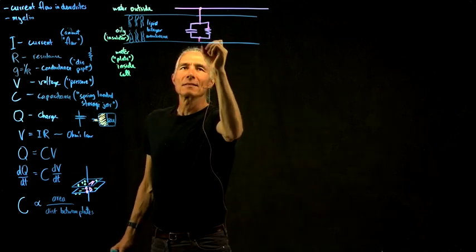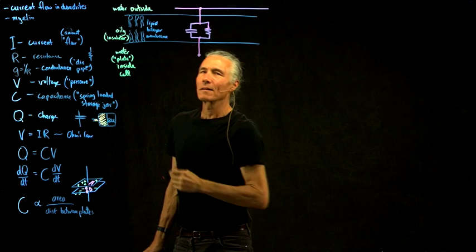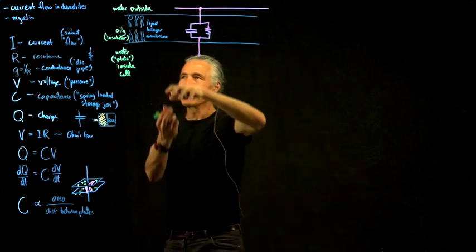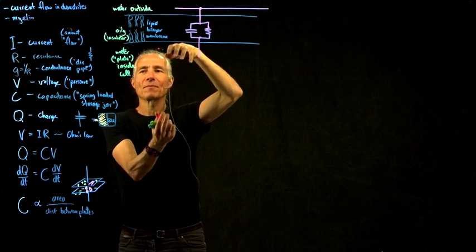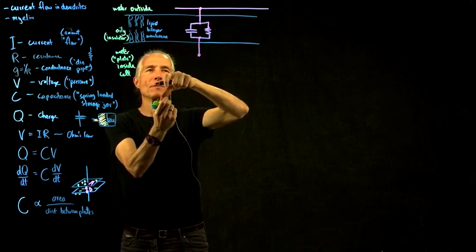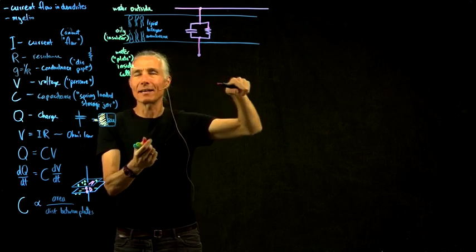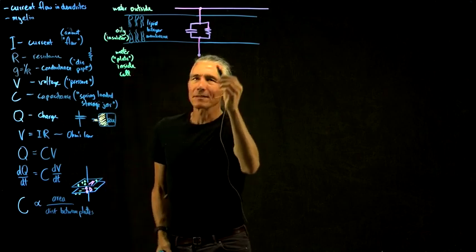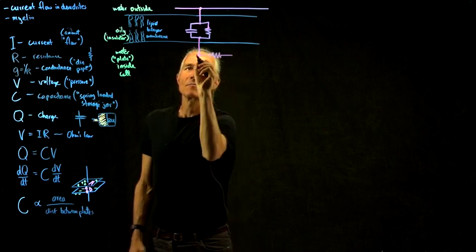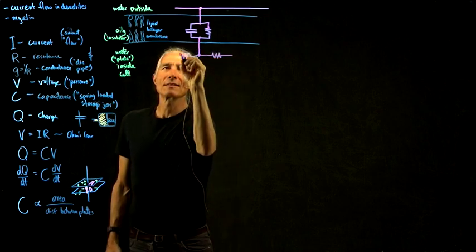And then this is the inside of the cell, and this is just a one-dimensional model. It doesn't have any diameter to the axon. In real life, of course, an axon is a tube, but we're modeling it just as a line to make it simpler. And then we've got some resistance inside. And what is that? That's the goo that's inside the cell.